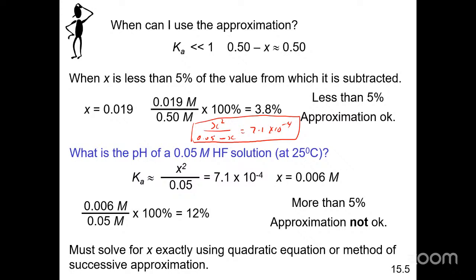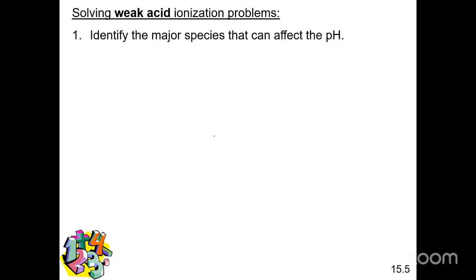All right? I won't do that for this example. You may try this at home. But there's another example that I think I have coming up, which deals with that situation. But before we get to that, let's talk about the steps involved in solving weak acid ionization problems. Usually this involves calculating the pH of such acid solutions.